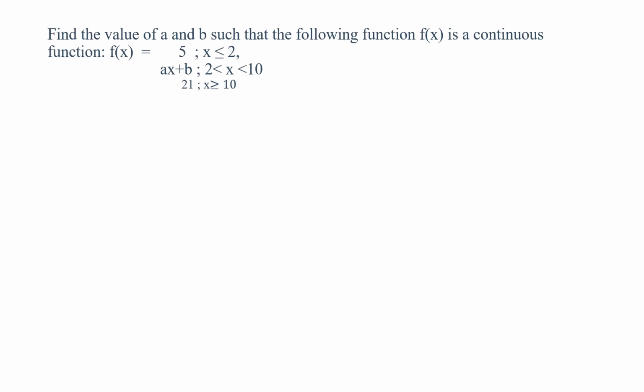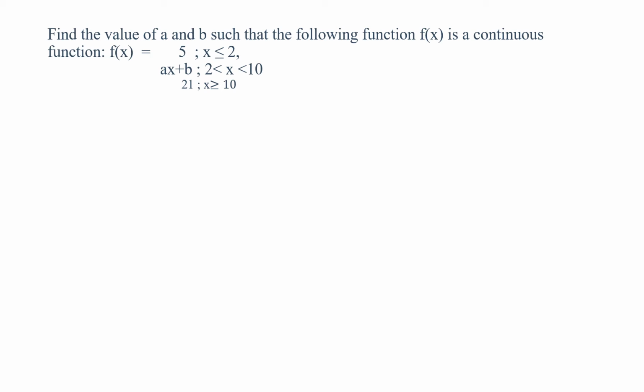So find the value of a and b such that the following function f of x is a continuous function. f of x equal to 5 where x is less than or equal to 2, and ax plus b when 2 is less than x less than 10, and 21 where x is greater than or equal to 10. So given that f of x is a continuous function.